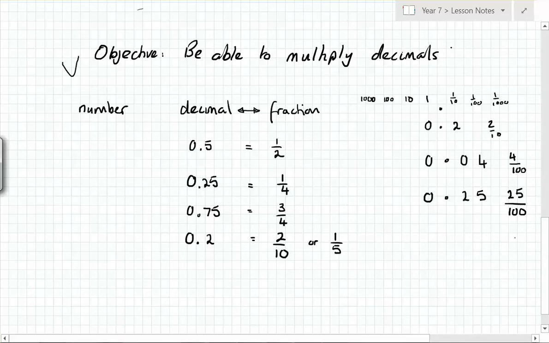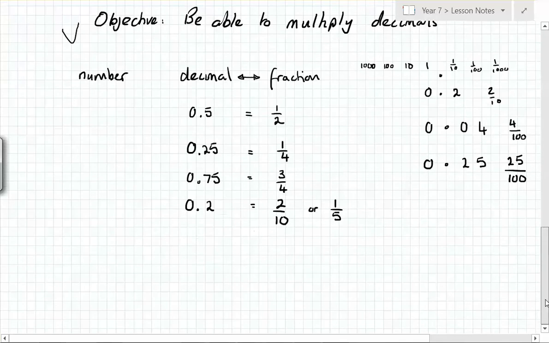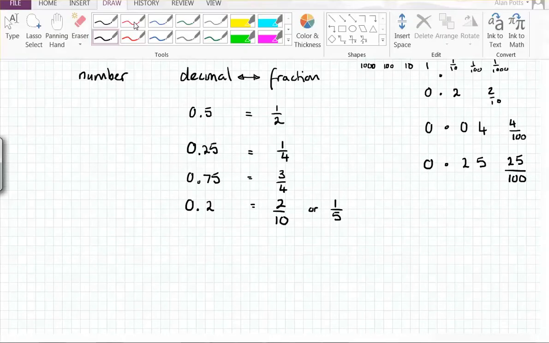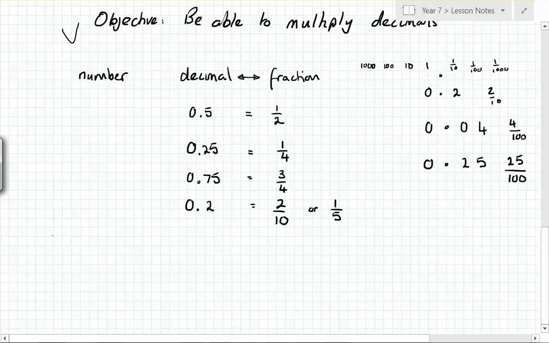But there's one other thing we need to be able to do. The next thing we need to be able to do is also multiply fractions. Multiply fractions. So, for instance, if I asked you what 1/4 times 2/3 was, do you know how to do that?